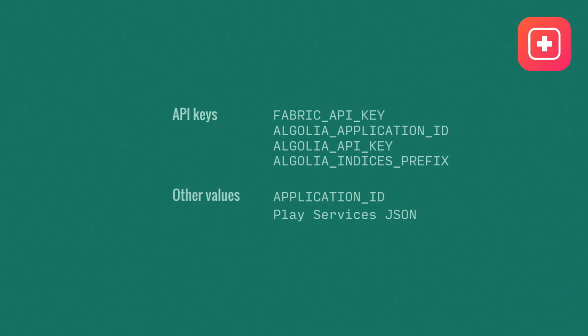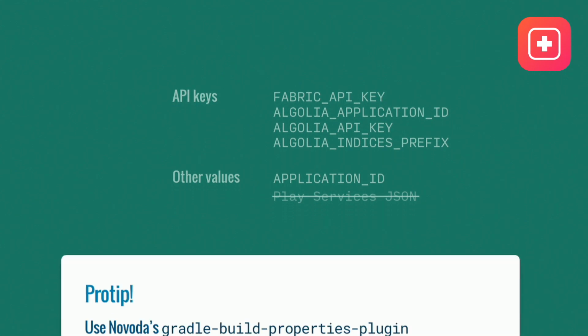And we are using the Play Services plugin, which requires a JSON file to configure the build. That's really hard to inject as an environment variable. So what we do is slightly different, and we'll see it later.